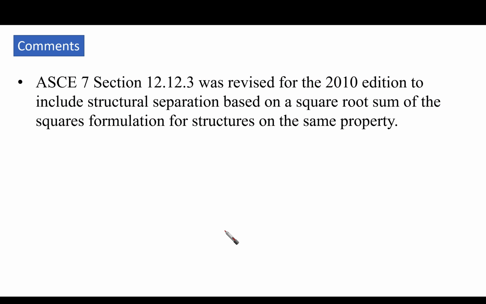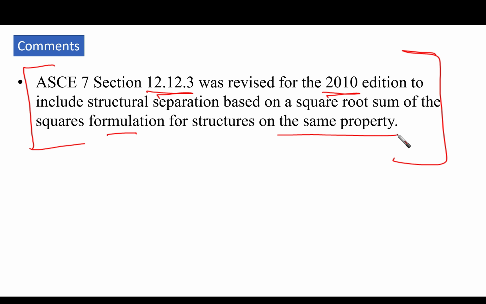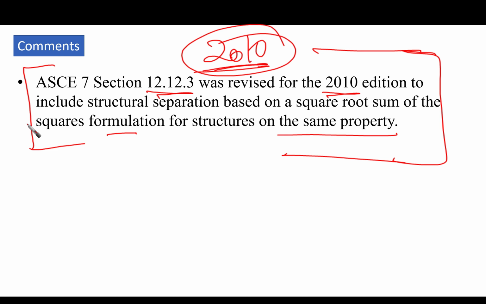Okay, that's it. And there is a little comment here. ASCE 7 section 12.12.3 was revised for the 2010 edition to include structure separation based on a square root of sum of squares formulation for structures on the same property. So this is new for 2010. Before that, it was maybe not the same requirement.